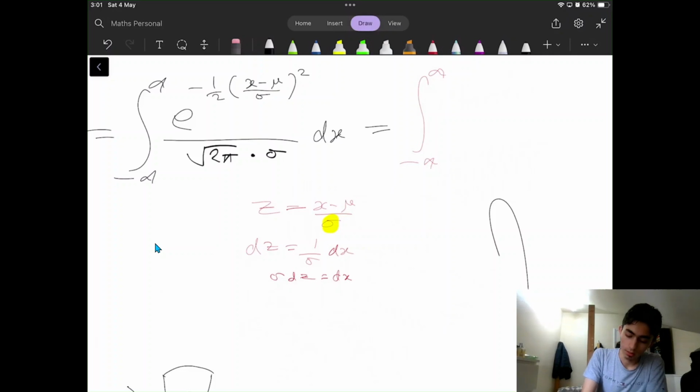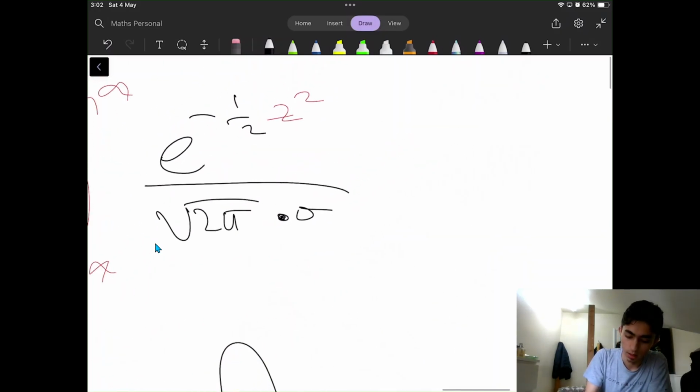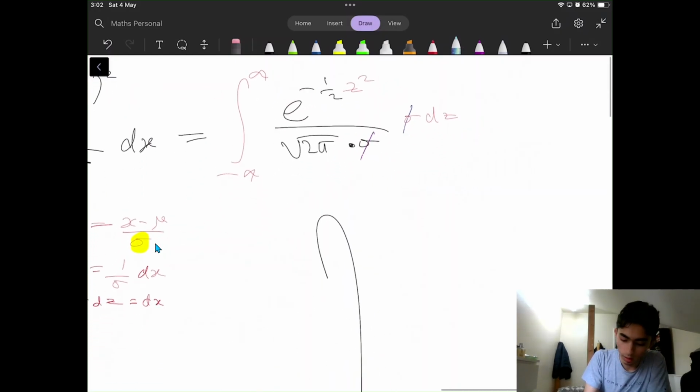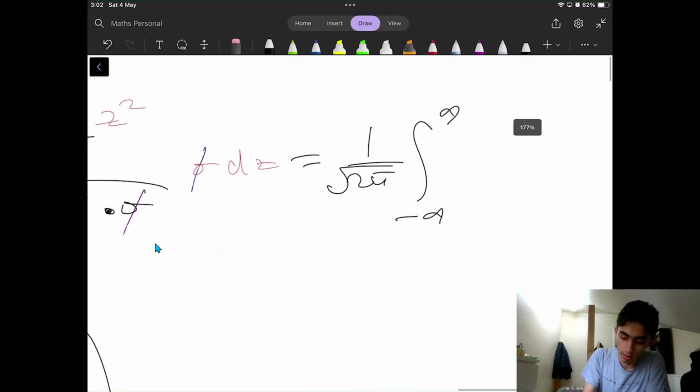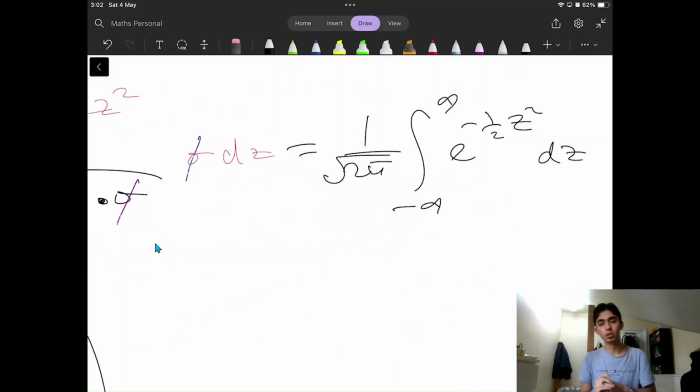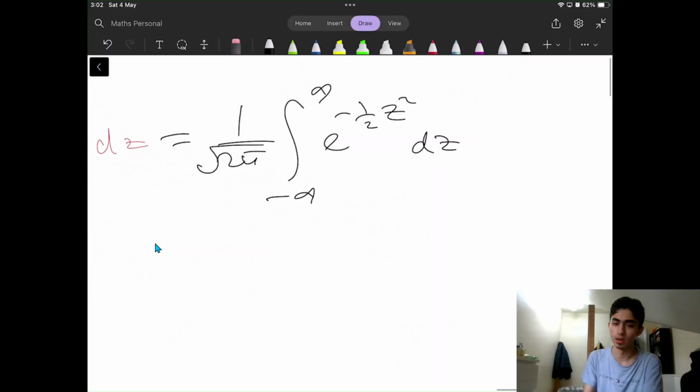The rest of the integrand itself is e to the negative half of (x minus mu over sigma) squared, which is z squared. Then we have 1 over root 2 pi times sigma. Finally, the dx is sigma dz, right? So sigma dz. And note that the sigmas cancel out, so there's no more sigma left over. We just have this integral, e to the negative half z squared dz, with a 1 over root 2 pi attached to the front as a constant multiple.